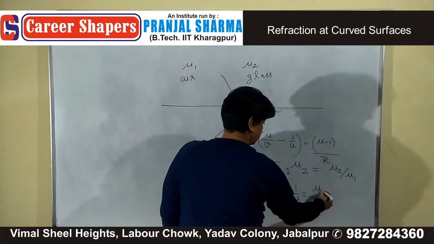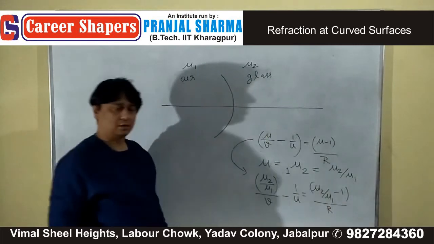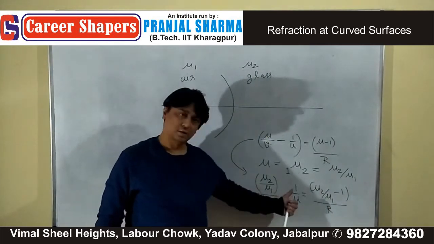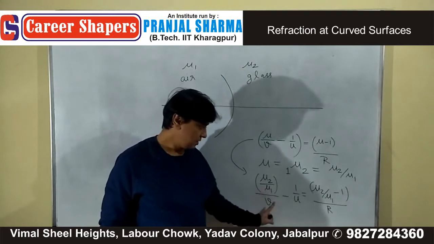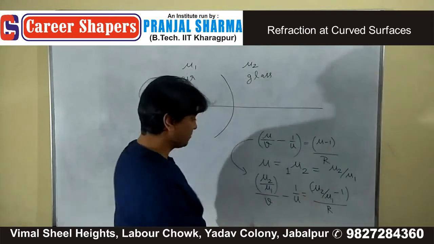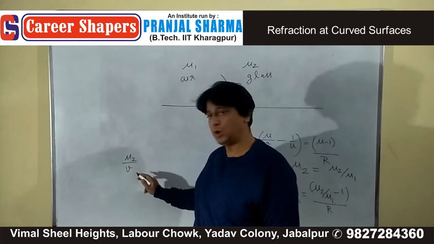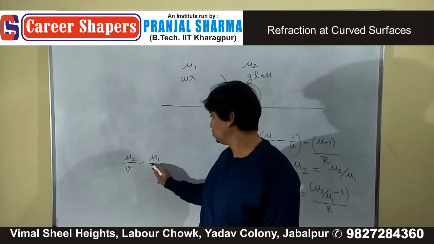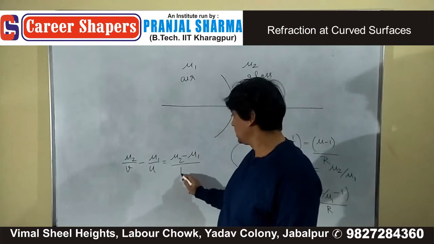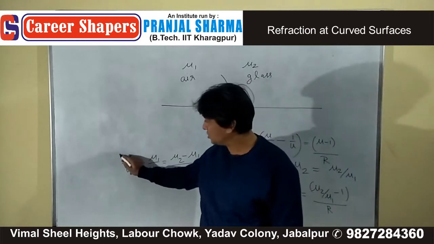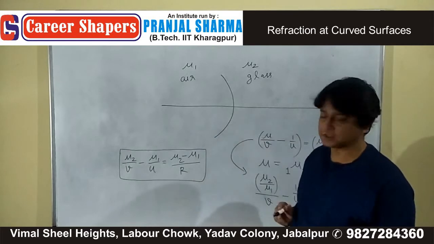This equals mu2 divided by mu1 minus 1, whole divided by R. Now if you multiply mu1 on both sides, the left side as well as the right side, then this equation becomes mu2 upon v minus mu1 upon u equals mu2 minus mu1 divided by R. This is the generalized form for refraction at curved surfaces.